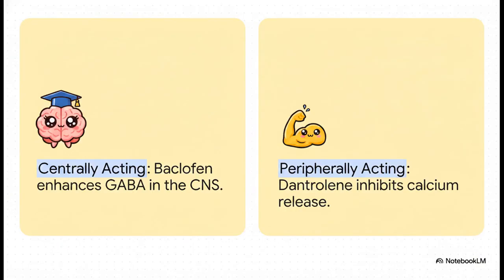It's so important to understand the stark contrast between our skeletal muscle relaxants. Baclofen is centrally acting. It works right in the brain and spinal cord as a GABA-B receptor agonist. Dantrolene, though, is peripherally acting. It completely bypasses the central nervous system, goes straight to the skeletal muscle, and stops the release of calcium right at the source.